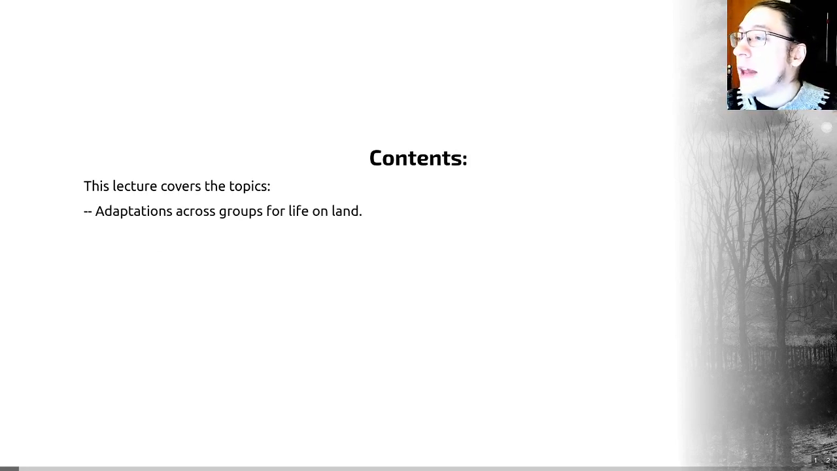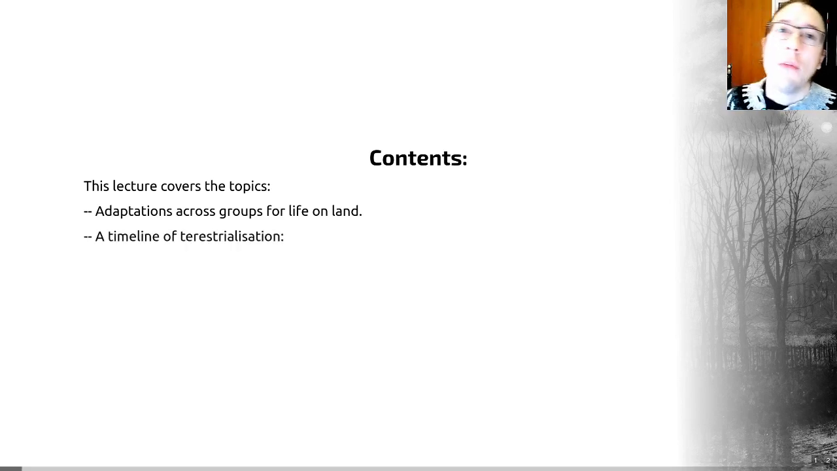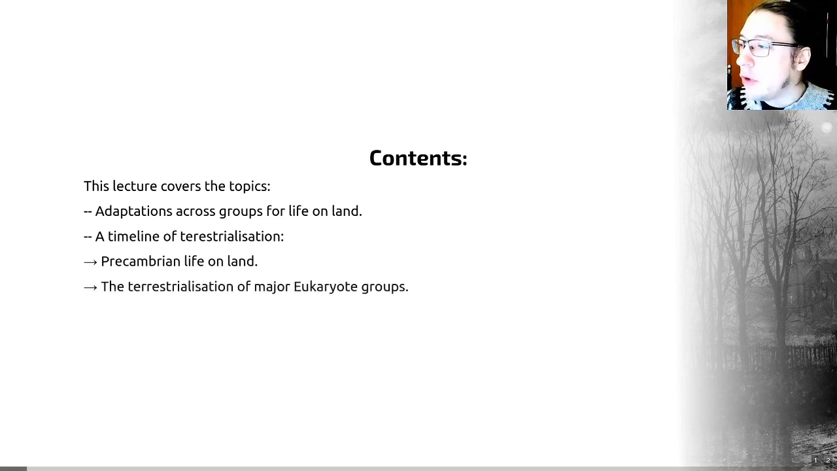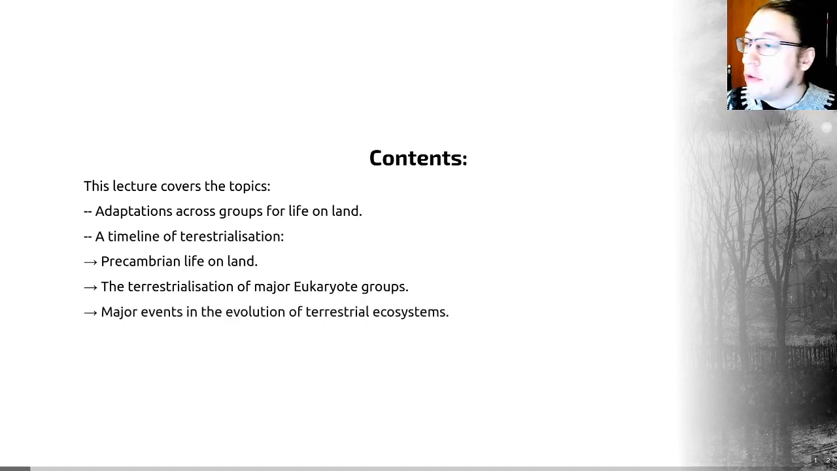First, we'll look at some adaptations across different groups of life to living on land. And then we'll have a timeline of terrestrialization that will comprise the majority of this particular series of videos, and we'll incorporate the Zoom session as well. We'll look at Precambrian life on land. We'll then look at the terrestrialization of the major eukaryote groups in turn. We'll look at some major events in the evolution of land-based ecosystems to finish off with.